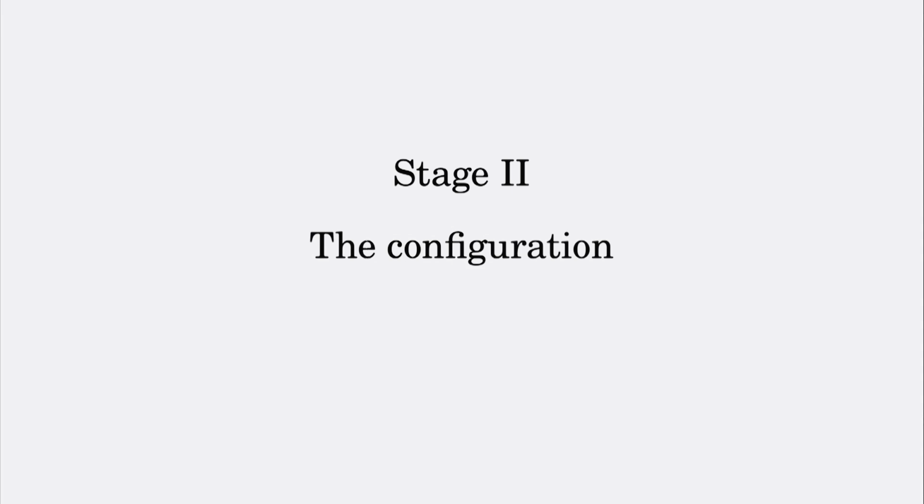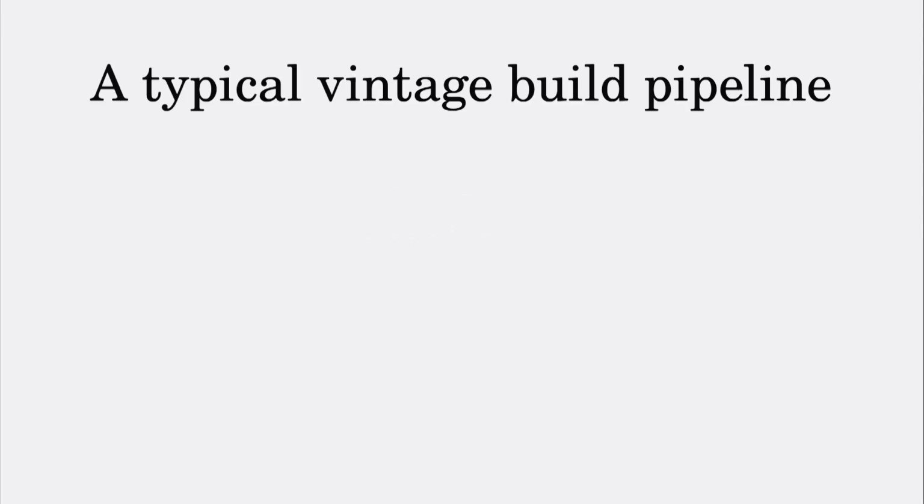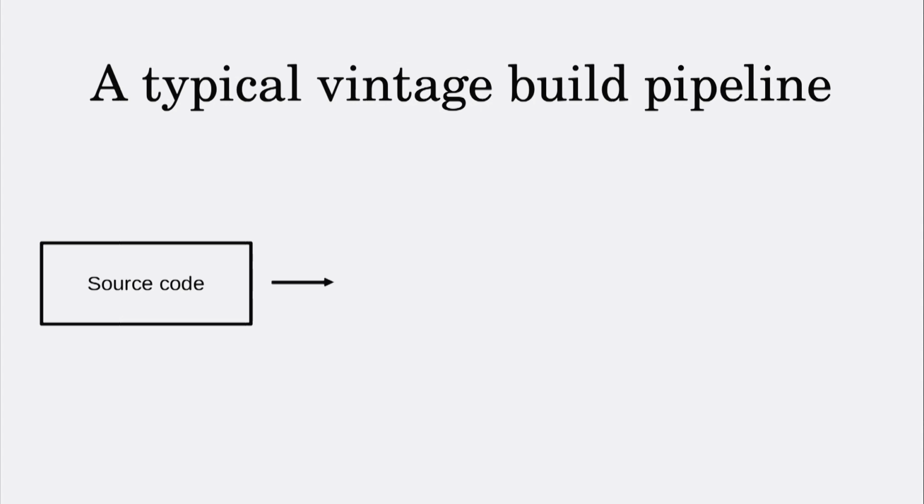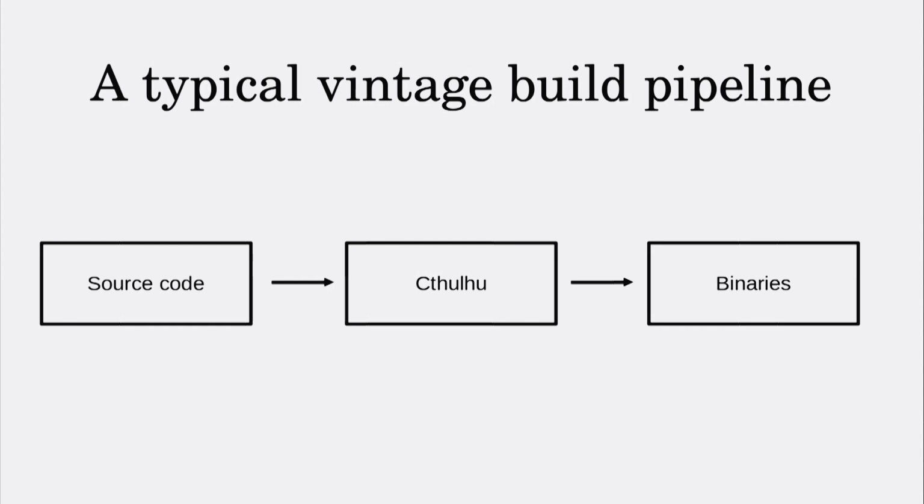And this is the first stage of the actual porting work. So you have the configuration which you need to do. So let's look at a typical vintage build pipeline that you have. So you start with the source code, which you have, and then you feed that onwards to Cthulhu, and then you get out your binaries. And everything is fine as long as you don't look in the middle for too long, because it will destroy your soul.